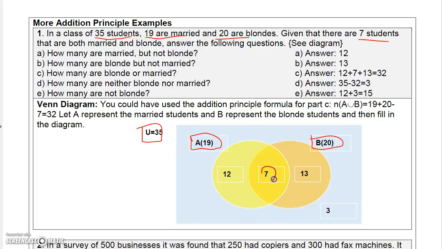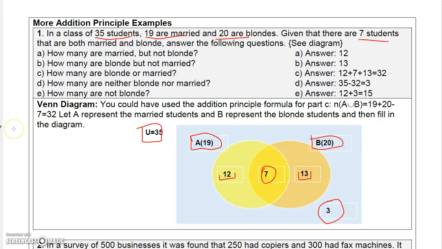I have 7 that are both, so take 7 away from 19, and I got 12 that are married and not blonde. Then take 7 away from 20, and I have 13 that are not married and are blonde. And then if you add these 3 together, you get 32. So take 32 away from 35, that means that you have 3 out here that are neither. And then you can use that information to answer the questions.